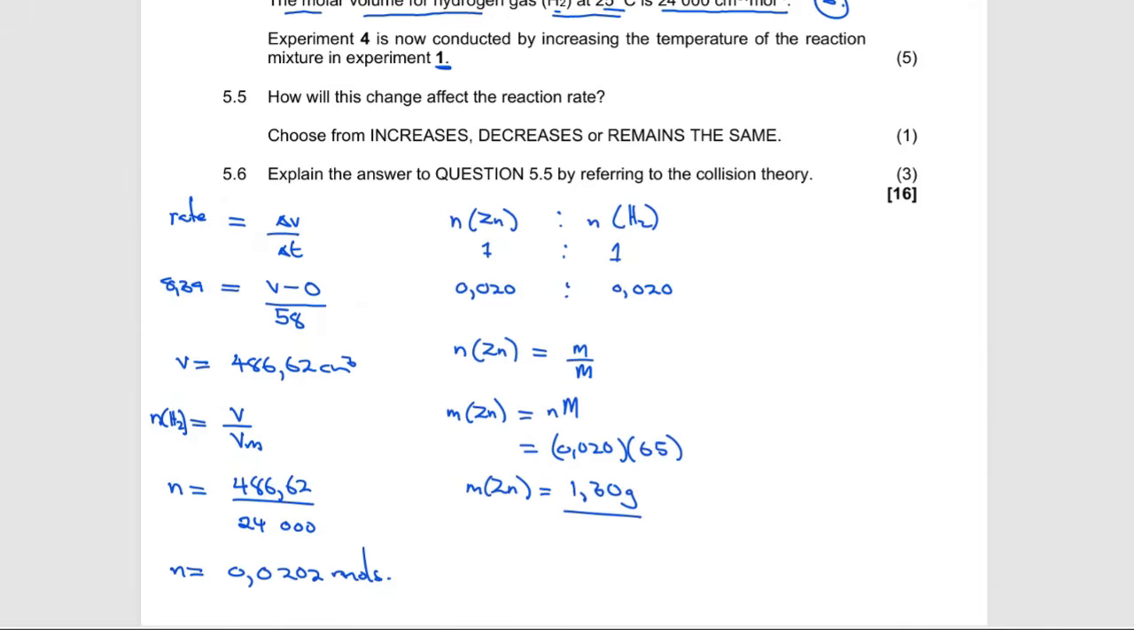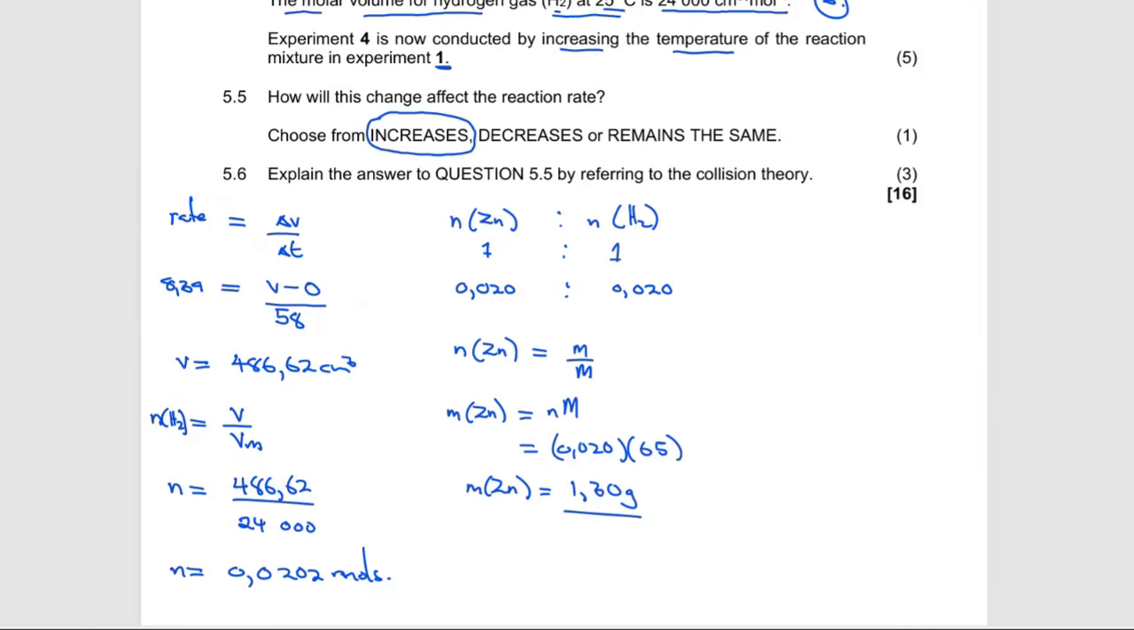Then question 5.5, they're saying experiment 4 is now conducted by increasing the temperature. So there was an increase in temperature of the reaction mixture compared to experiment number 1. How will this change affect the reaction? Choose from increase, decrease, or remain the same. Our correct answer is going to be increases.